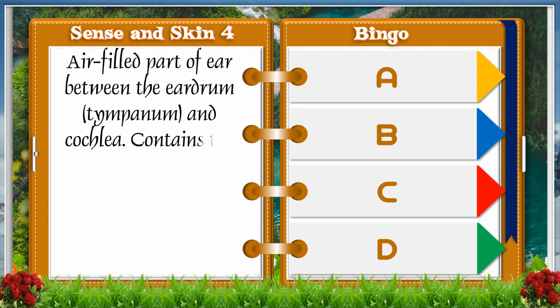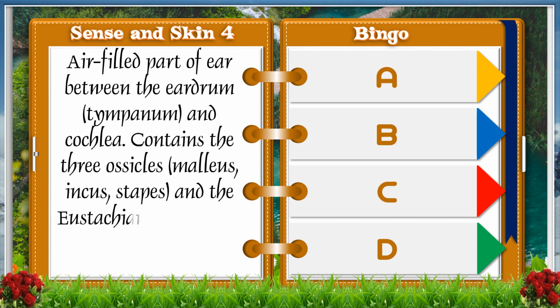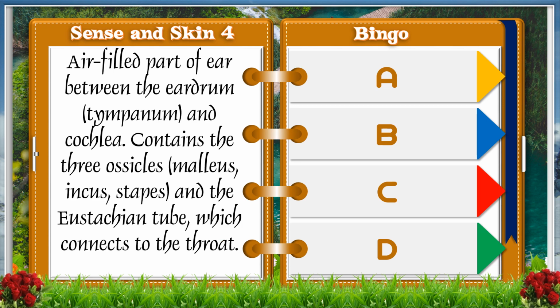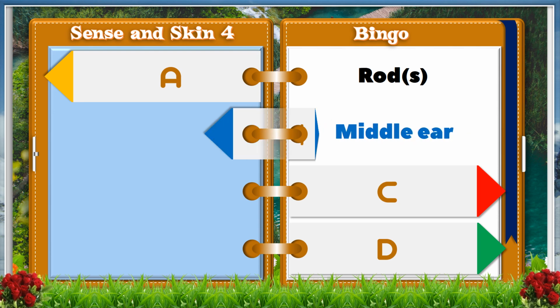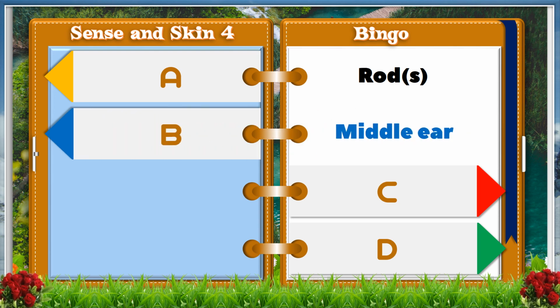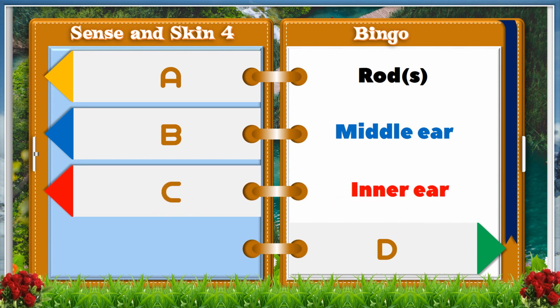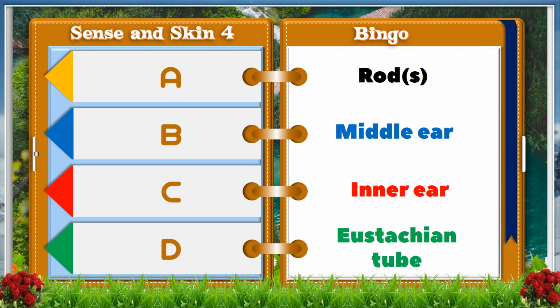Air-filled part of ear between the eardrum and cochlea, contains the three ossicles, malleus, incus, and stapes, and the Eustachian tube which connects to the throat. A. Rods. B. Middle ear. C. Inner ear. D. Eustachian tube. And the answer is B. Middle ear.